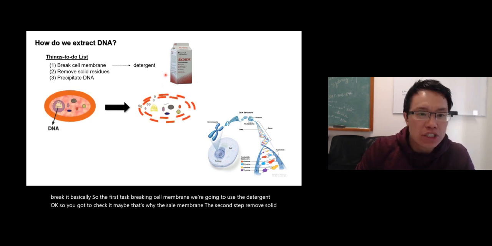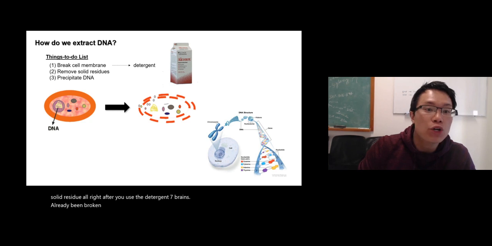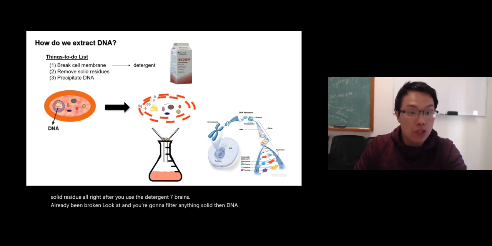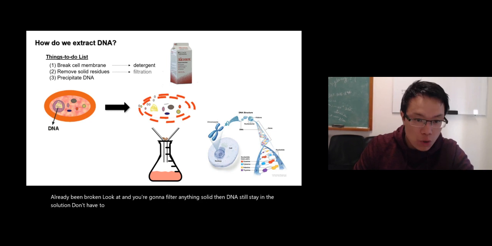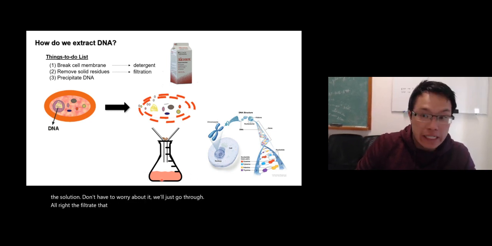The second step is to remove solid residue. After you use the detergent, the cell membrane has already been broken, and you're going to filter out anything solid. The DNA still stays in the solution. You don't have to worry about it. It will just go through. The filtrate is what contains your DNA.